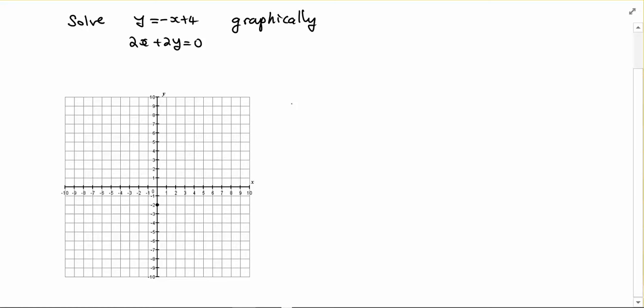So let's start with the first one. It is already in slope-intercept form, and so it's easy to draw. Slope is -1 over 1, and the y-intercept is 0, 4. So I'll go starting at the origin, go to 0, 4, there's 1 point, and go down 1 over 1 because of the slope, and get that drawn.